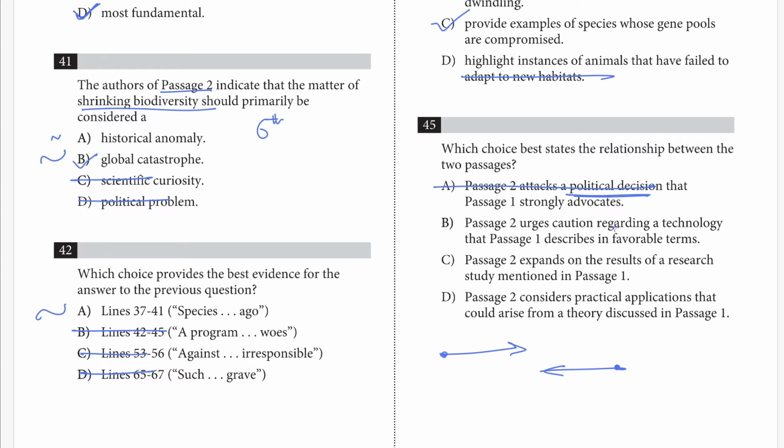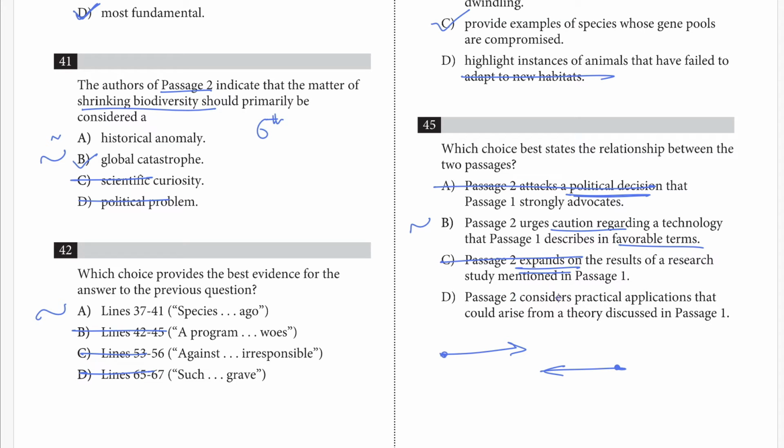Passage 2 urges caution regarding a technology that passage 1 describes in favorable terms. Describes in favorable terms and urges caution, for sure. So this is a very big maybe. Okay, passage 2 expands on the results of a research. It does not expand. It goes against it, so that's gone.